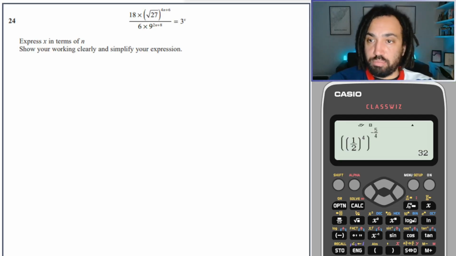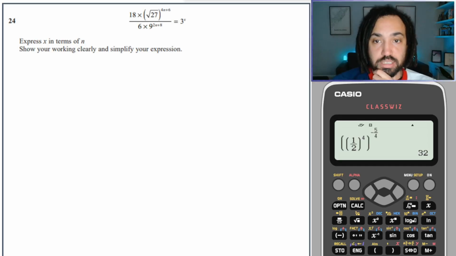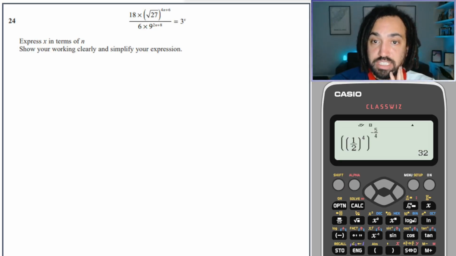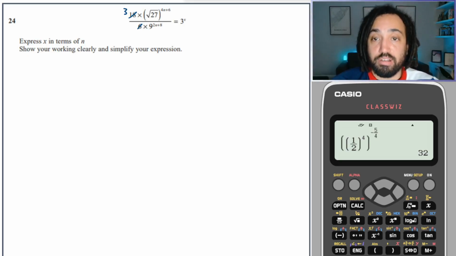Okay, welcome to the final boss question. Looks like an absolute beast. First thing we can do is, because the top is times through by 18 and the bottom is times through by 6, we can divide through by 6, which gives me that as a 3, and that will be a 1, which times by 1 doesn't do anything, so let's just leave it alone.